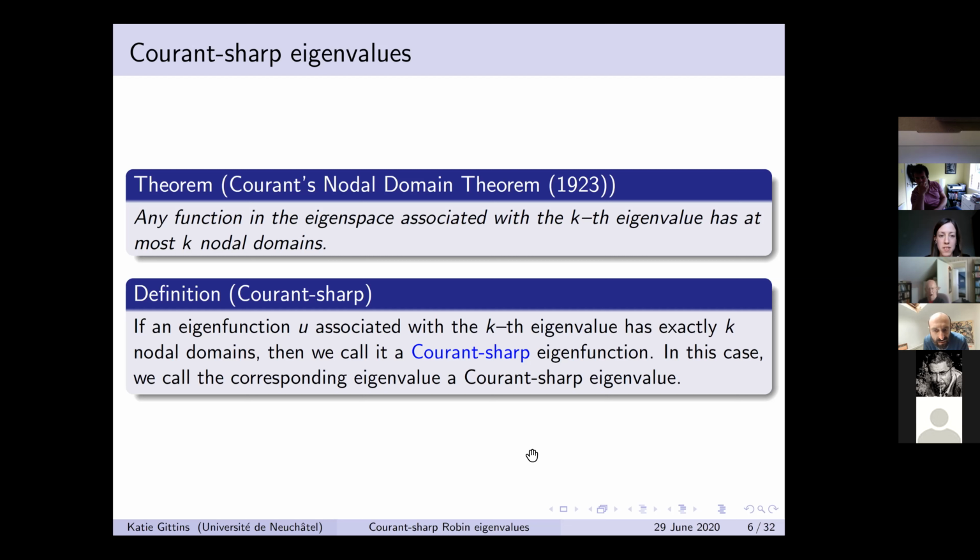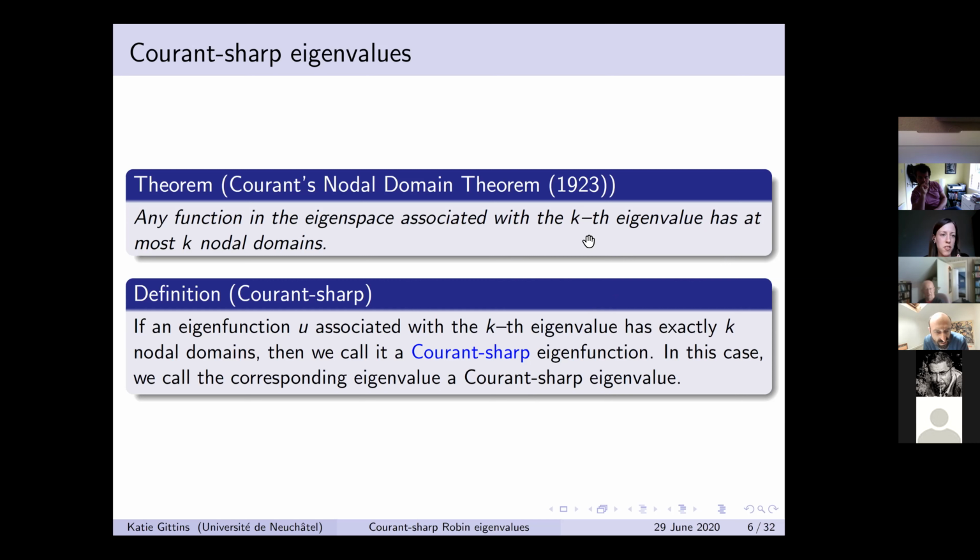So what do we know about these? Well, when k is 1, Courant's theorem tells us there can be at most 1 nodal domain, and since the eigenfunction is not identically 0, there has to be exactly 1. So the first one is Courant-sharp. And then any higher eigenfunction, since we know they are orthogonal in L2, has to have at least 2 nodal domains. And so the second one will have to have exactly 2 by Courant's theorem. So the first 2 eigenvalues are always Courant-sharp.